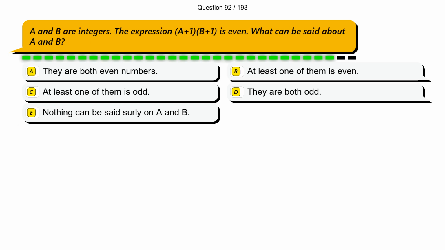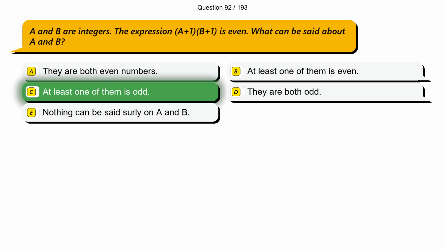Question 92. A and B are integers. The expression, A plus 1, B plus 1, is even. What can be said about A and B? Option A, they are both even numbers. Option B, at least one of them is even. Option C, at least one of them is odd. Option D, they are both odd. Option E, nothing can be said surely on A and B.